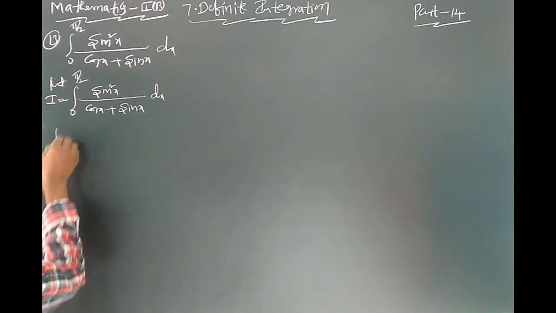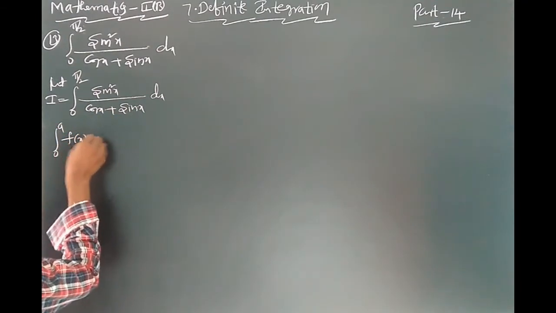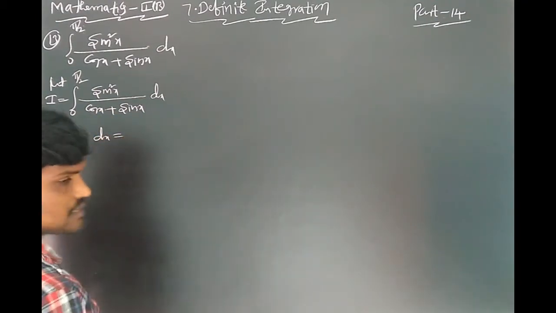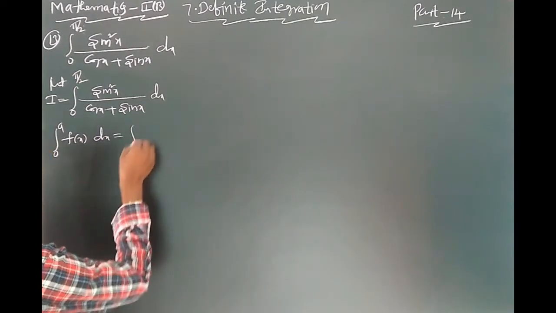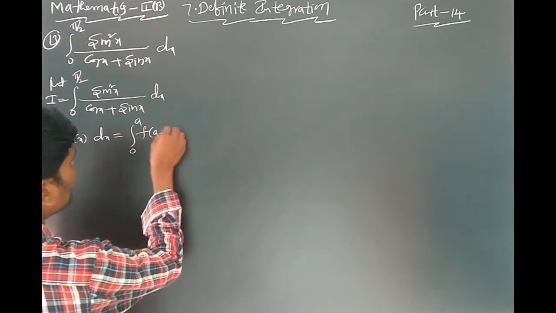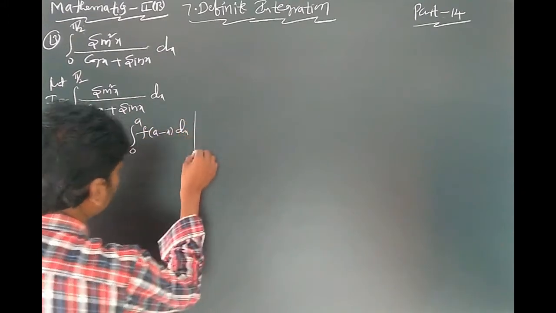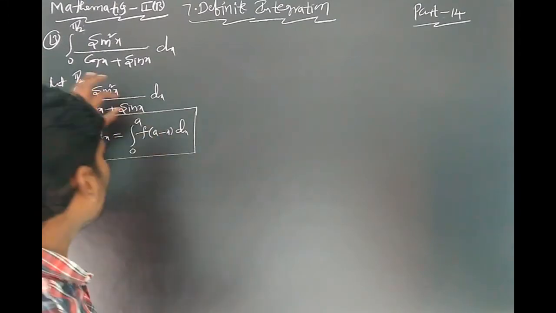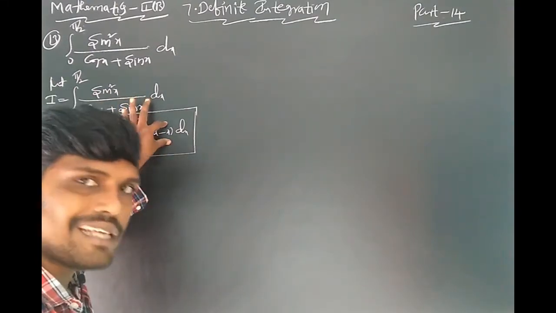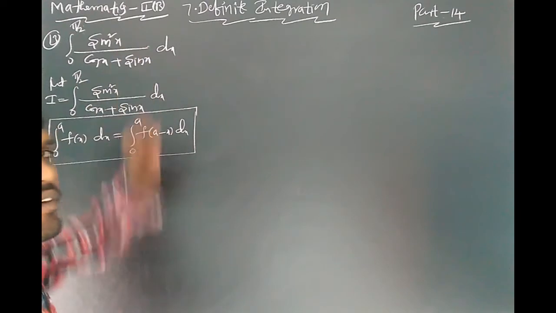Next, we can use the formula: integral 0 to a of f of x dx. What is the formula? It is integral 0 to a of f of a minus x dx. This one is the formula. In this formula, you write a minus x in place of x. What is the value of a here? The value of a is pi by 2.